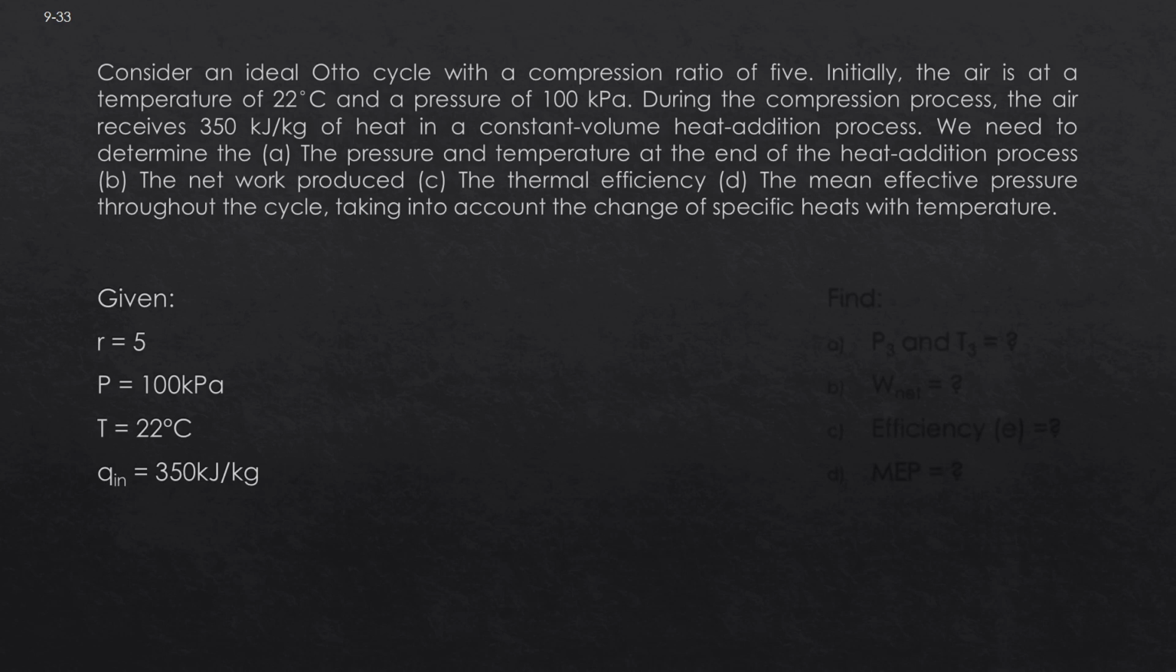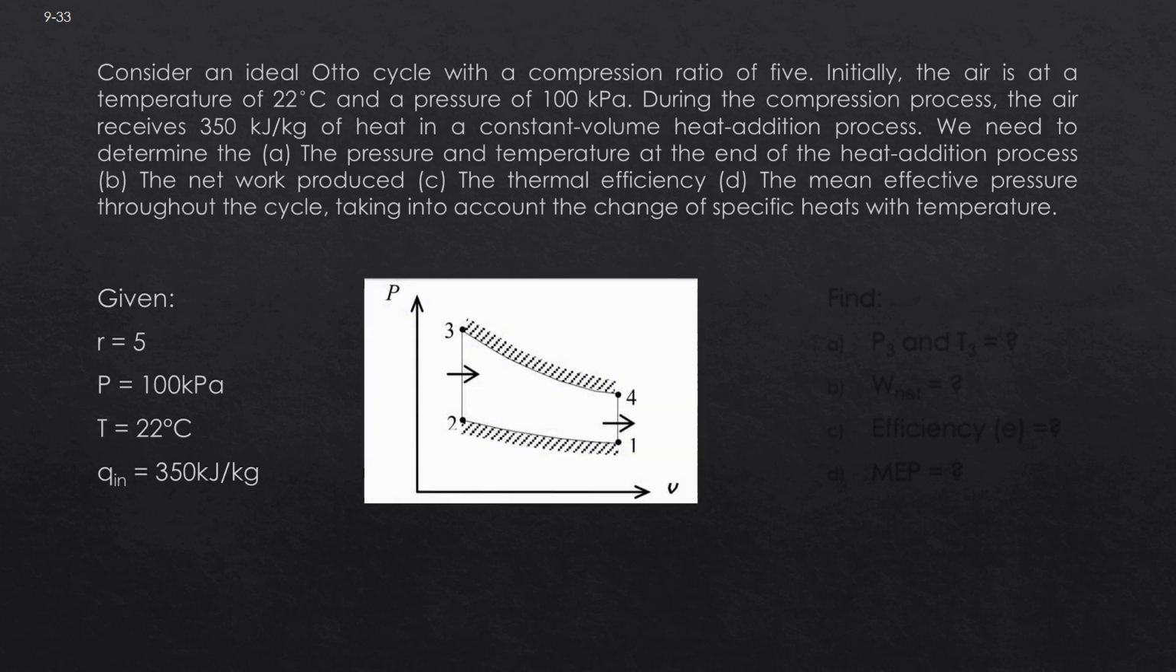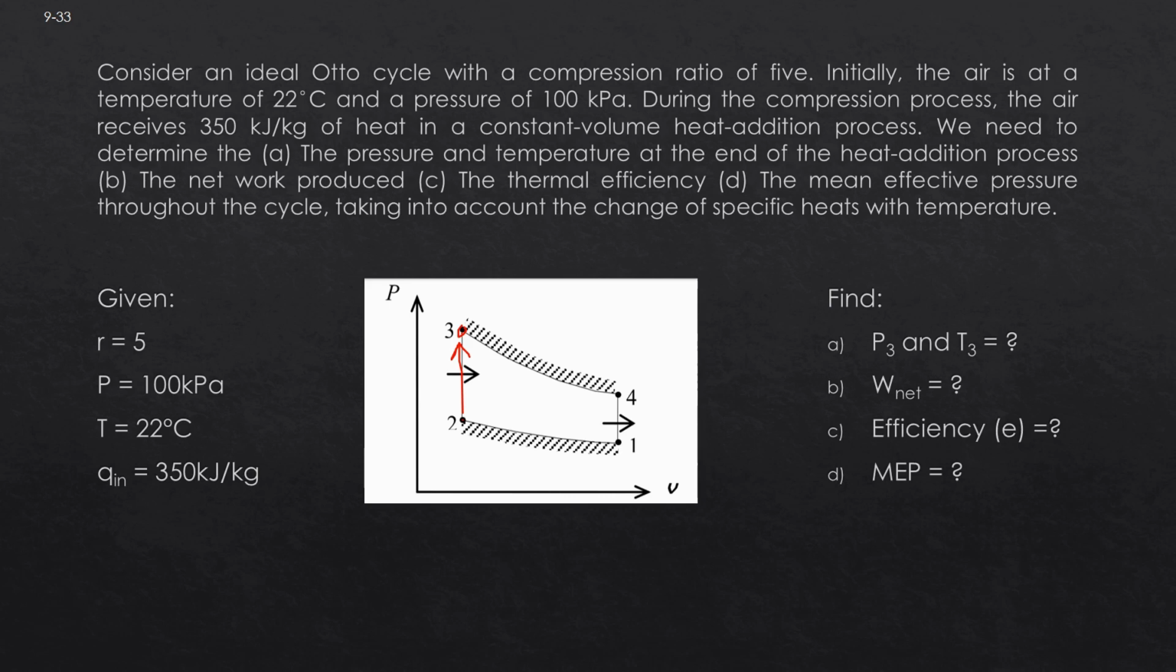So what we are going to calculate in this problem is the pressure and temperature at the end of the heat addition process. Looking at our PV diagram, we know that points 2 and 3, this process, is the heat addition process, and the end of this process is at state 3. Therefore, for A, we are solving for the pressure and temperature at state 3, B, the network produced, C, the efficiency, and D, the MEP, or the mean effective pressure.